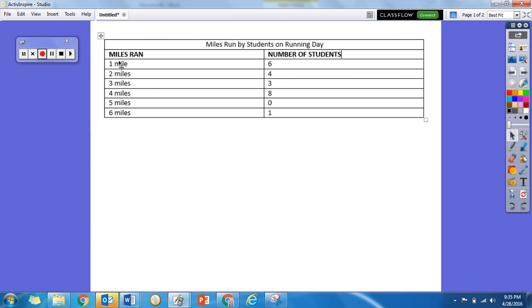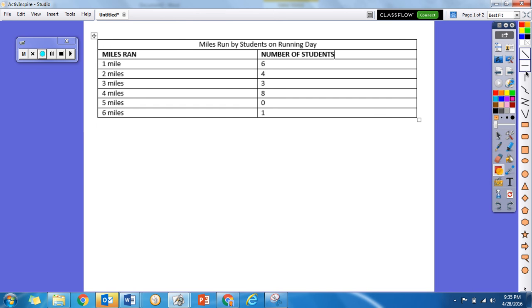For 1 mile, we had 6 students. For 2 miles, we had 4 students. For 3 miles, we had 3 students. For 4 miles, we had 8 students. For 5 miles, we had 0 students. And for 6 miles, we had 1 student. That student just rocked it out, and they really ran their heart out.